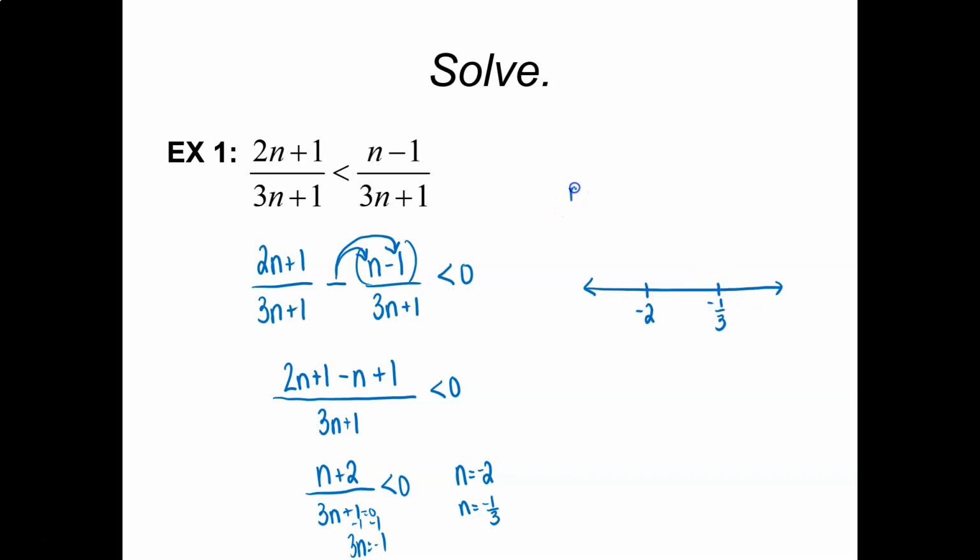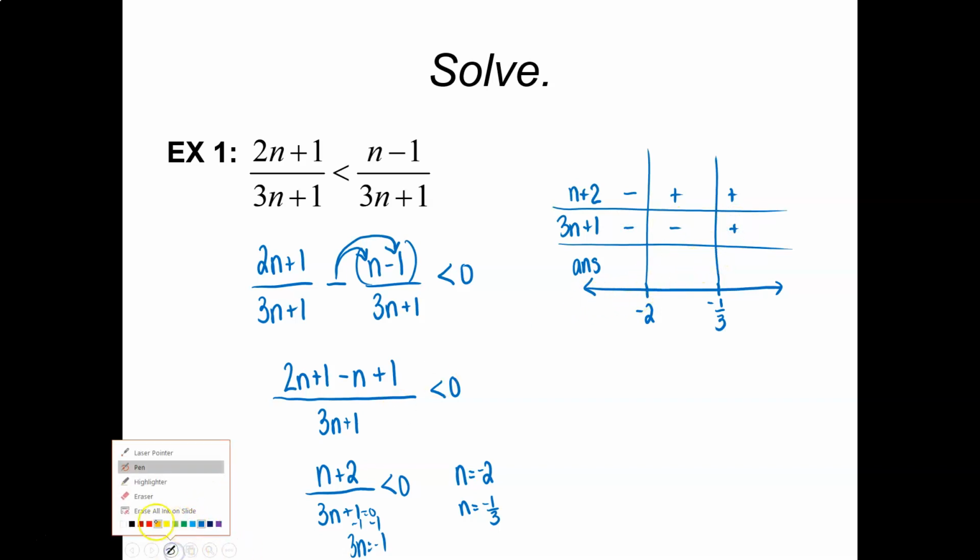We will have n plus 2, 3n plus 1, and our answer. And so you'll get negative, positive, positive here, negative, negative, positive here. And it's going to look similar to our last one: positive, negative, positive.